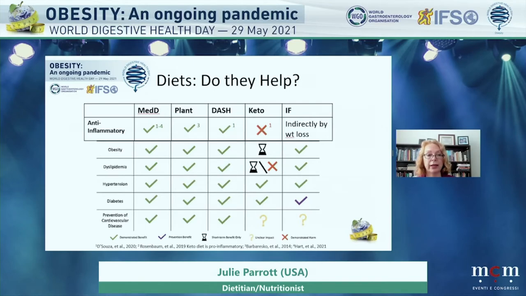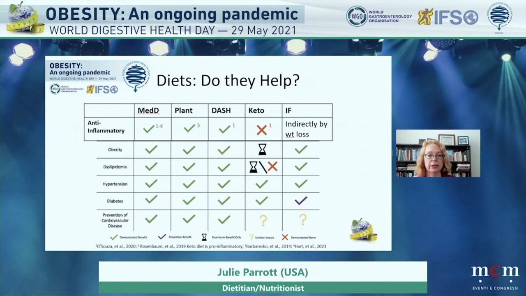Okay, what about other diets? Research shows that 3 of the diets listed in the table do have anti-inflammatory properties. So the Mediterranean diet is rich with monounsaturated fats, fiber, and omega-3 fatty acids. The plant-based diet emphasizes whole, minimally processed foods. It does not include animal sources of protein, so we may encounter some missing nutrients.